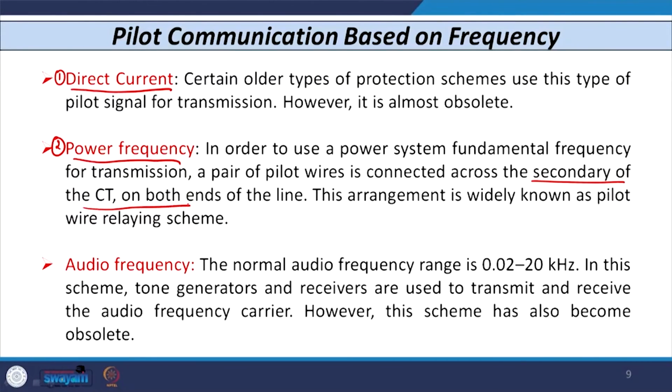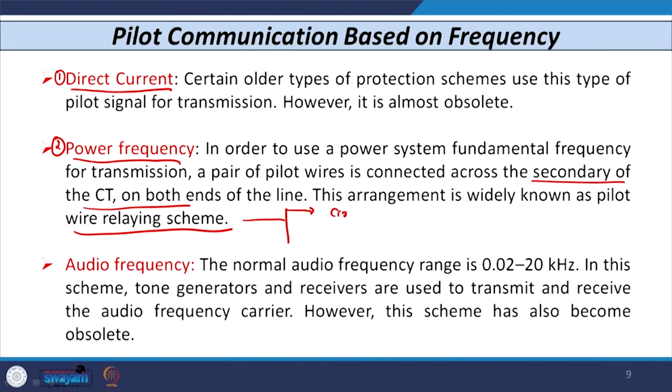So, from both the ends you have to use the CT secondary, two CT secondaries, giving two signals from the CT secondary at both the ends, and then you can transmit it. This type of scheme is known as the wire pilot relaying scheme. We will discuss the wire pilot relaying scheme again; it is divided into 3 parts.